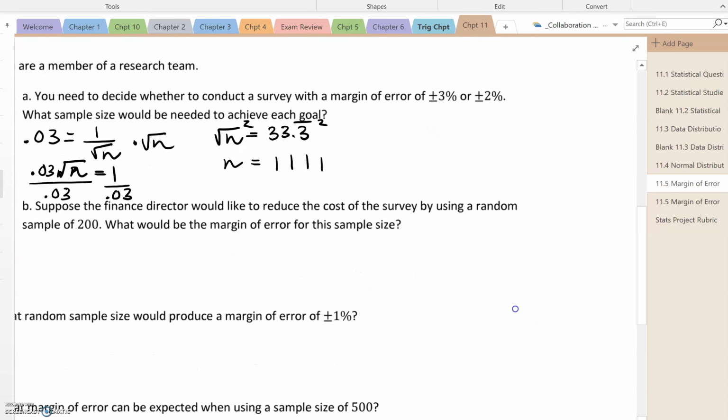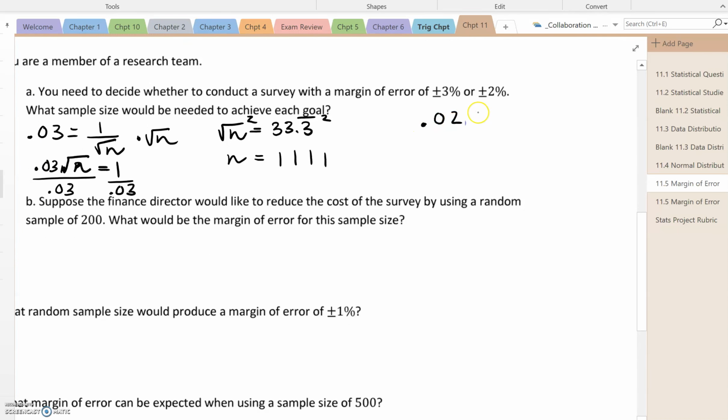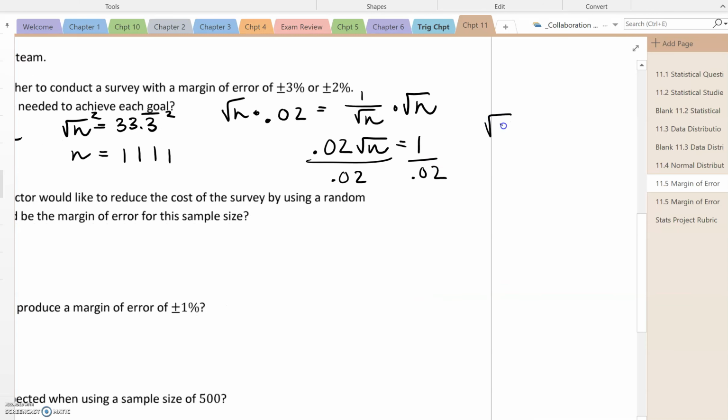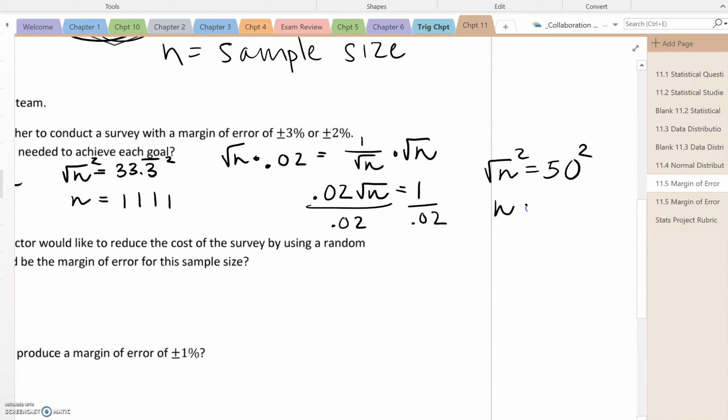Now, let's say we wanted a margin of error of 2%. So I'm going to set up my formula: 0.02 equals 1 over the square root of n. To solve this for n, I'm going to multiply both sides by the square root of n. I get 0.02 times the square root of n equals 1. Divide both sides by 0.02. I get the square root of n is 50. And I just want n, I don't want the square root of n. So if I square both sides, I get that n is 2,500 people in the survey.